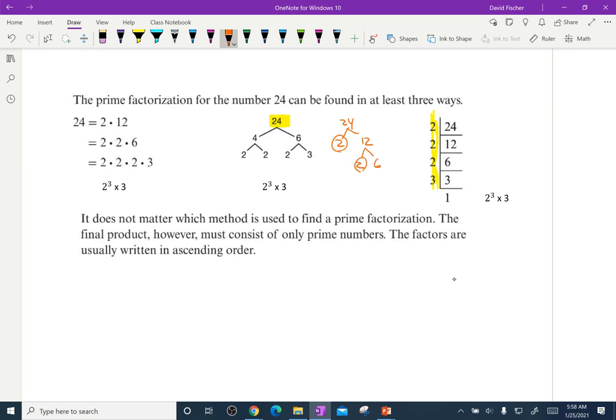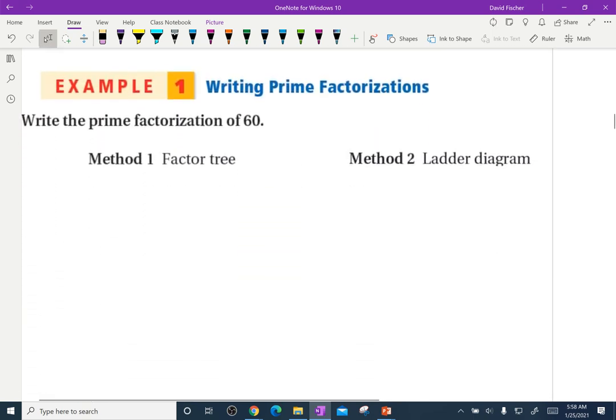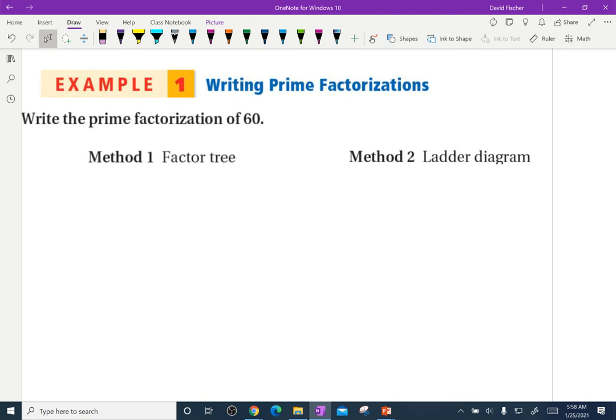2 and 6. And I usually circle when they're prime, so that means that end of the branch is done. And if you notice, I still have 3 2s. There it is. And 1 3. So I just look at the numbers that are in the circles when I go to find my final answer. Okay, so let's go try a couple of them. They said find the prime factorization, or write it in prime factorization form, of 60. Let's use the factor tree.